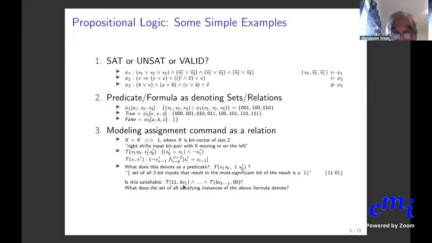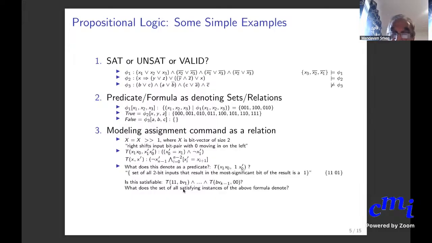But regardless, that is one way of modeling a program. I'm giving an inclination, but the thing that I want you to get acquainted and comfortable with is this notion of formulas defining predicates. What it denotes is a predicate. When I say what it denotes, it is the set of all satisfying assignments.